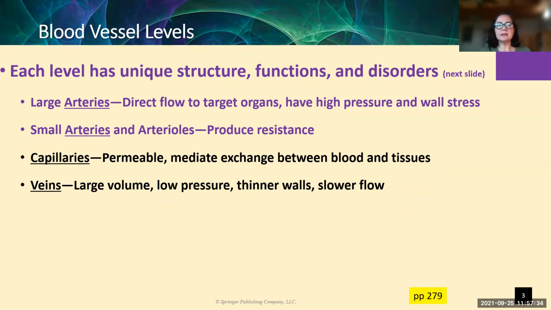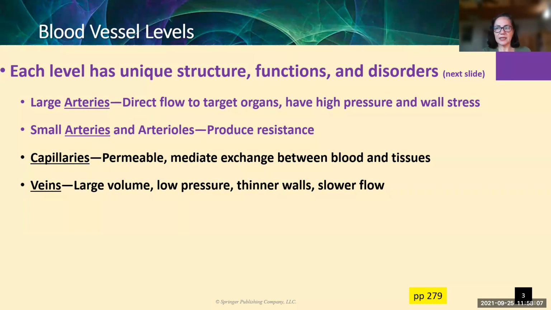All right. So blood vessels is what we're talking about. And we can organize our thinking about them into levels. Each one of the levels has a unique structure, unique function, and unique disorders. And the disorders I'll cover on the next slide. So basically we have arteries as one level. We're going to separate it into large arteries because it has some unique problems with the large arteries. They direct flow to target organs.